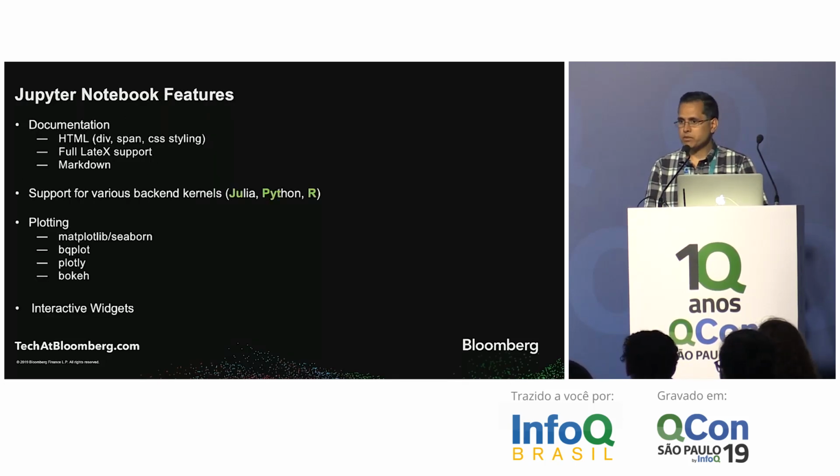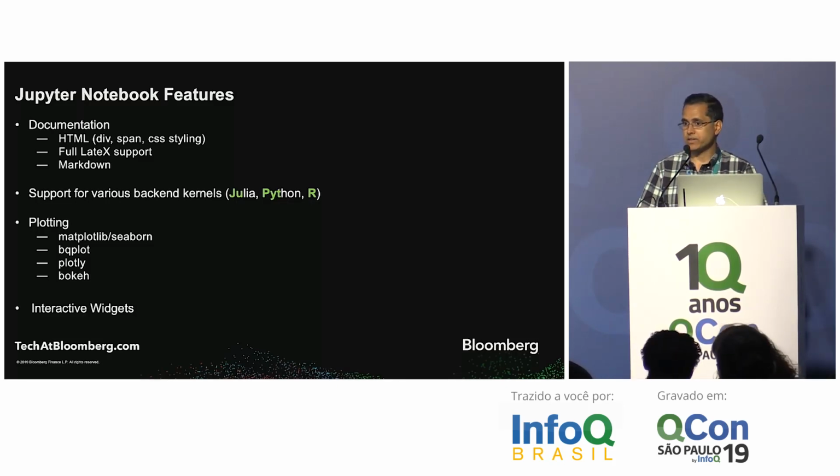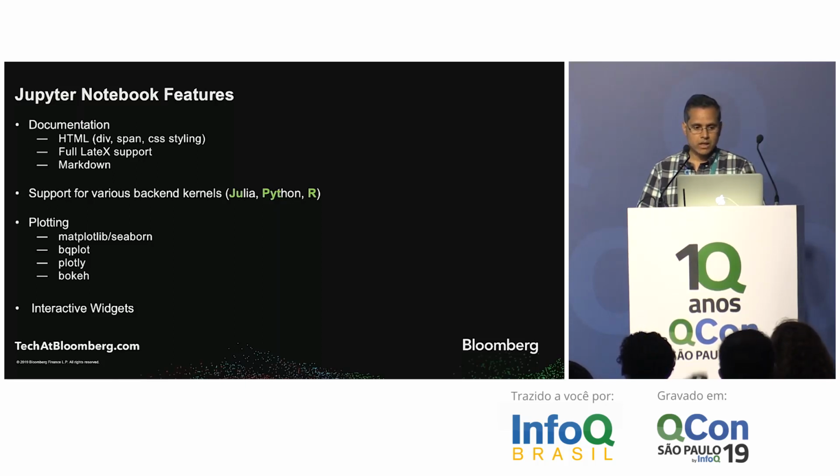So let's look at some of the features we have in Jupyter Notebooks. We can do extensive documentation. For example, we have complete support for all the HTML tags and CSS styling. And notebooks also provide complete LaTeX support, so we can write equations to explain our models better. And we can also use markdown shortcuts to improve our documentation. And Jupyter supports various kernel backends like Julia, Python, and R. So now you know why it's called Jupyter.